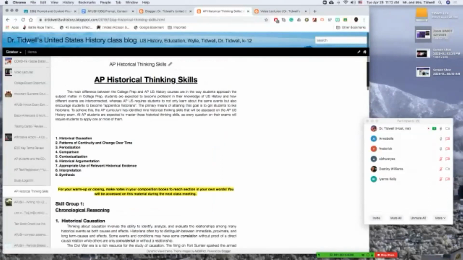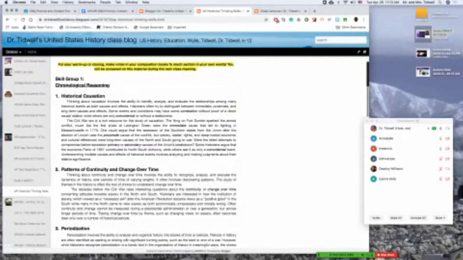All right. So we said causation. This is the other one I would probably say: patterns of continuity and change over time. So let's go look at that real quick. Continuity and change over time involves the ability to recognize, analyze, and evaluate the dynamics of history over periods of time of varying lengths. It often involves discovering patterns. The study of themes in history is often a tool of choice to understand change over time.